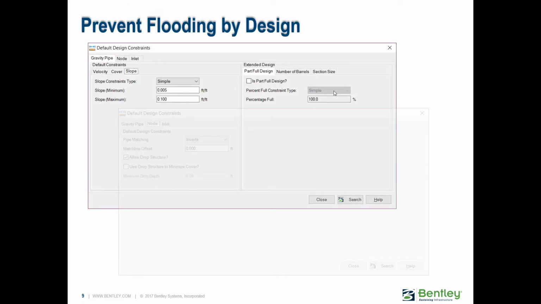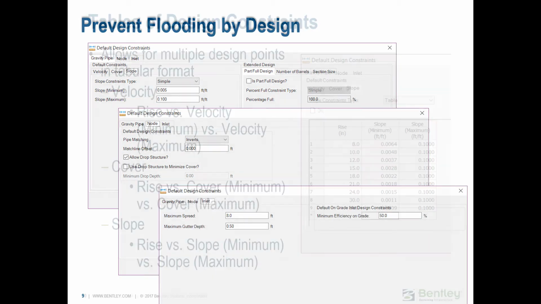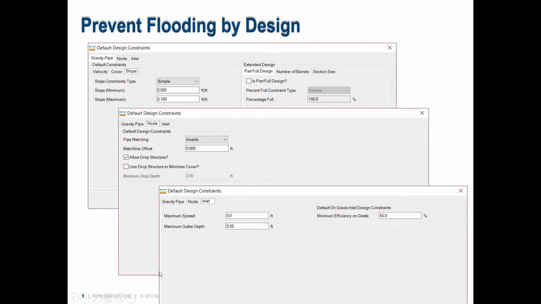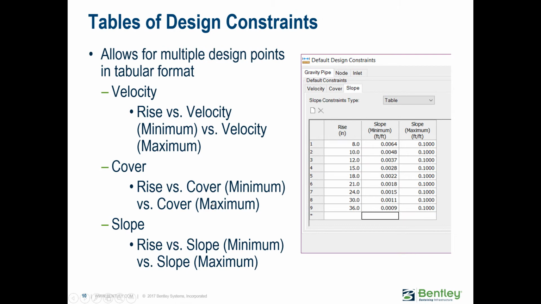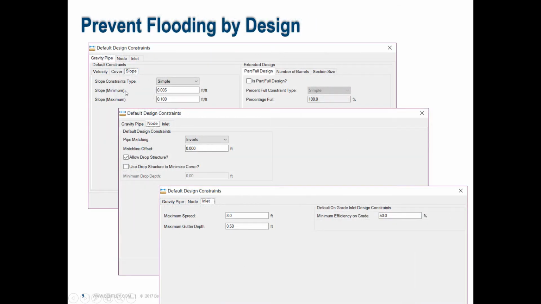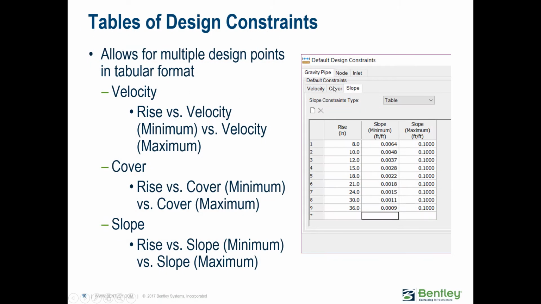Okay, so this is what the tool looks like. Let's see if we can pause it. So for your constraints, you have the gravity pipe tab, the node tab, and the inlet tab. And if you want to set the default, you can see here is minimum and maximum slope, for example. But you can also be even more specific and say, no, minimum and maximum now depend on the diameter of my pipe. So you can make it size specific. And this applies to velocity, cover, and slope.